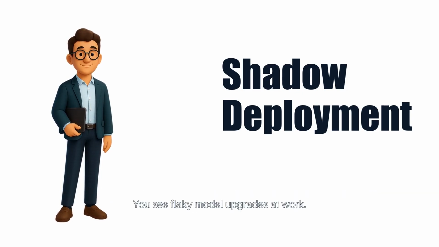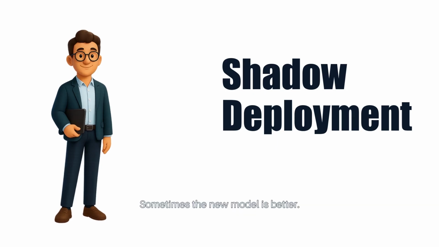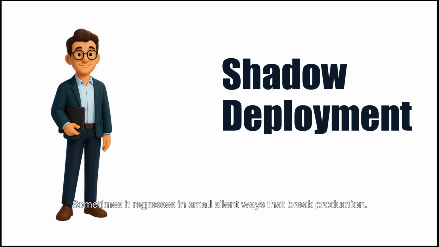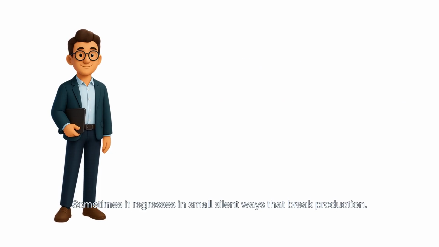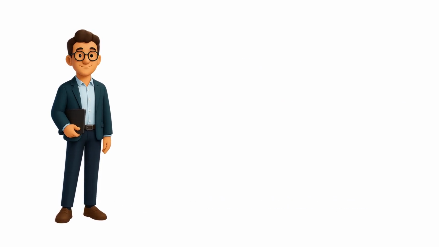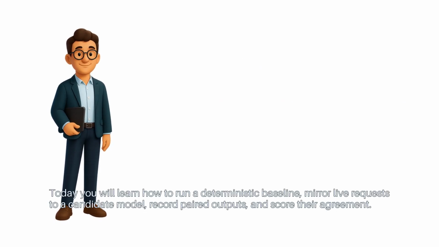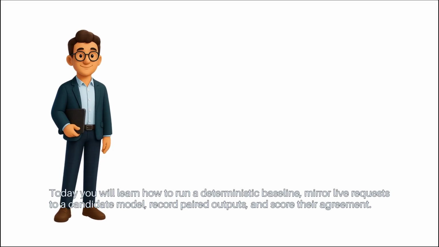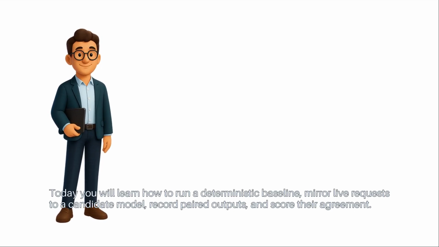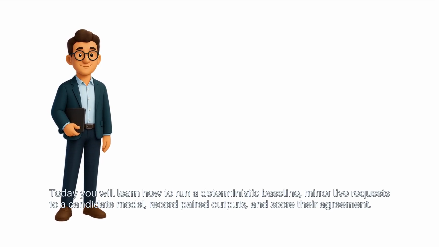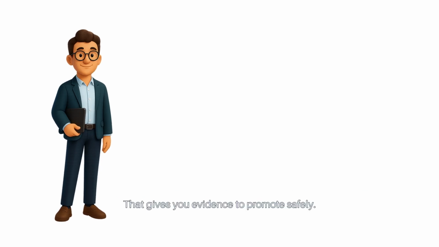You see flaky model upgrades at work. Sometimes the new model is better. Sometimes it regresses in small, silent ways that break production. Today you will learn how to run a deterministic baseline, mirror live requests to a candidate model, record paired outputs, and score their agreement. That gives you evidence to promote safely.